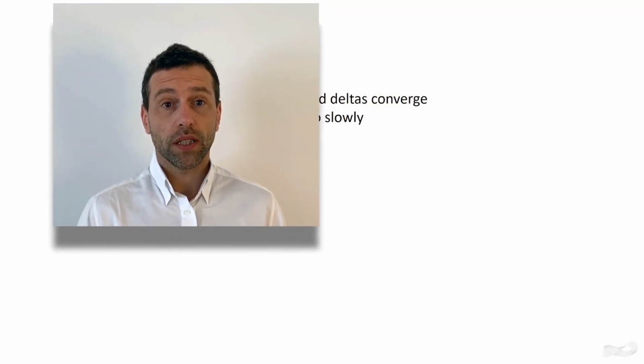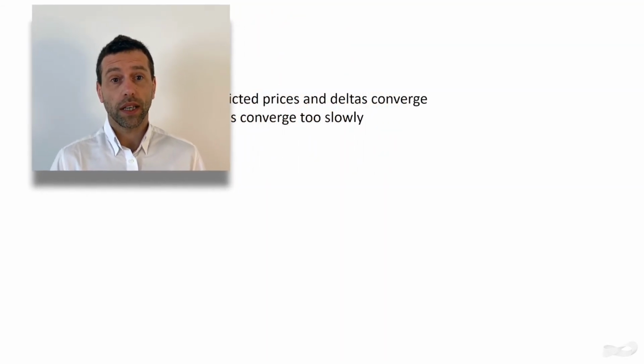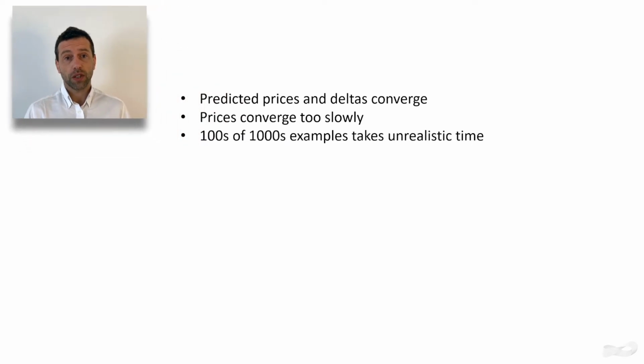Predicted prices and deltas converge, but prices converge too slowly for a practical application. Hundreds of thousands of training examples cannot be simulated in reasonable time. Convergence of deltas is even slower.